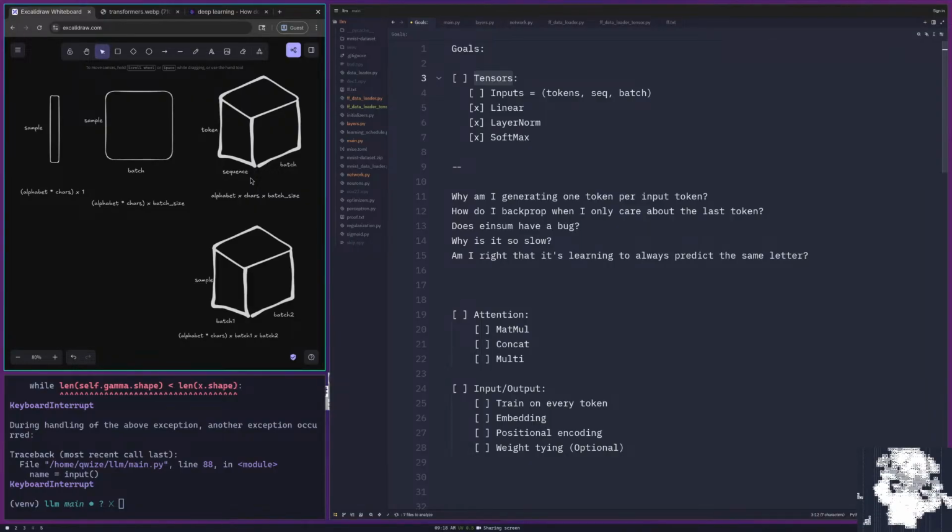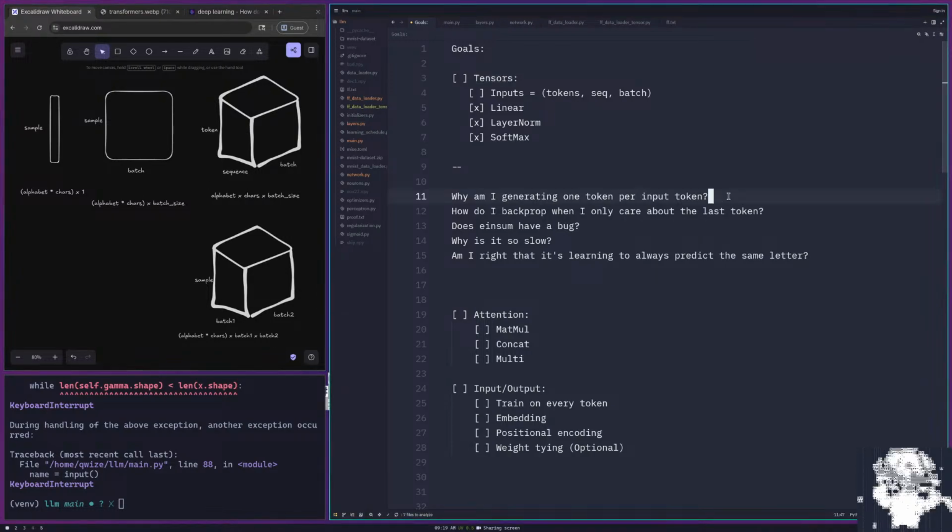So a tensor is the general name for the thing you get when you make a matrix but have more than 2 dimensions. And there was some stuff I didn't understand and some stuff that wasn't working, and so here's what I figured out in between streams. So why am I generating 1 token per input token? That was something I was trying to figure out.